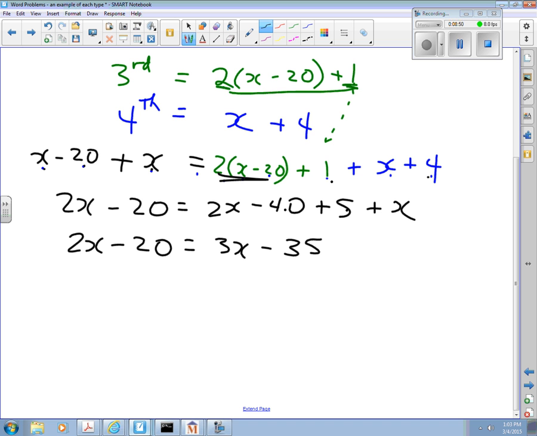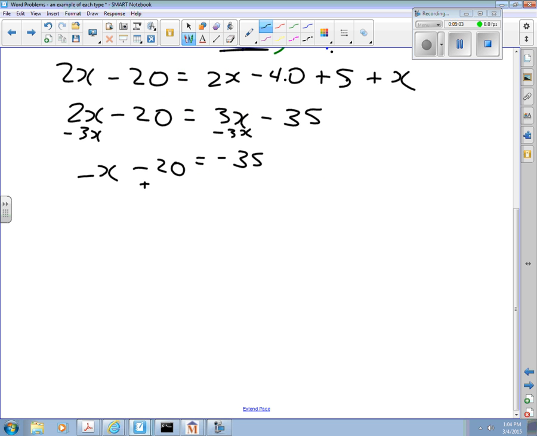All right, next step, I'd need to get all my x's to one place. So I'm going to minus 3x from both sides of the equation, giving me negative 1x minus 20 equals negative 35. Now I need to add 20 to both sides of the equation. So negative 1x is equal to negative 15. And a lot of people would stop there and say x is negative 15, but don't forget, I don't want to know what negative x is. I want to know what x is. So my last step is to actually divide both sides by the number in front of x, which is negative 1. So x is positive 15.